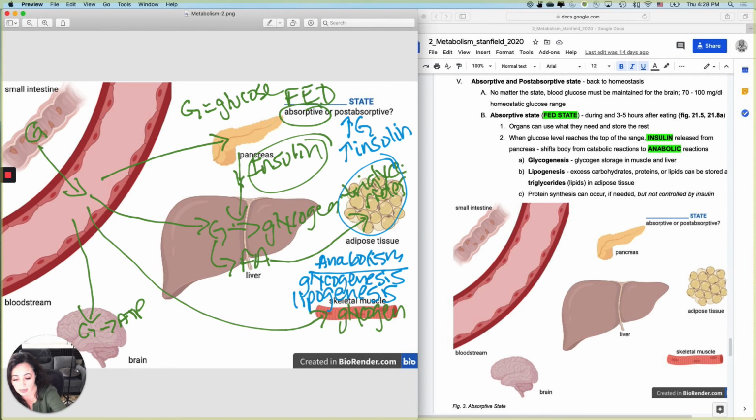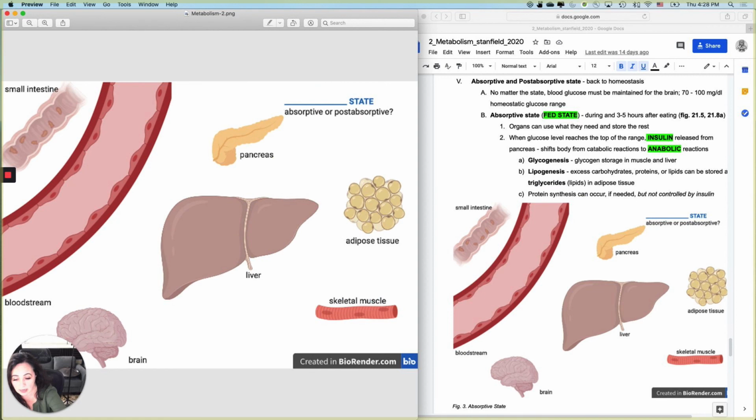Now, your notes also say right over here something about protein synthesis. So protein synthesis, of course, is also an anabolic process, and it can occur in the fed state, but I want you to understand that protein synthesis is not controlled by insulin. It's controlled by the protein needs of the body. Okay, so let's erase all of that. Erase all the strokes.